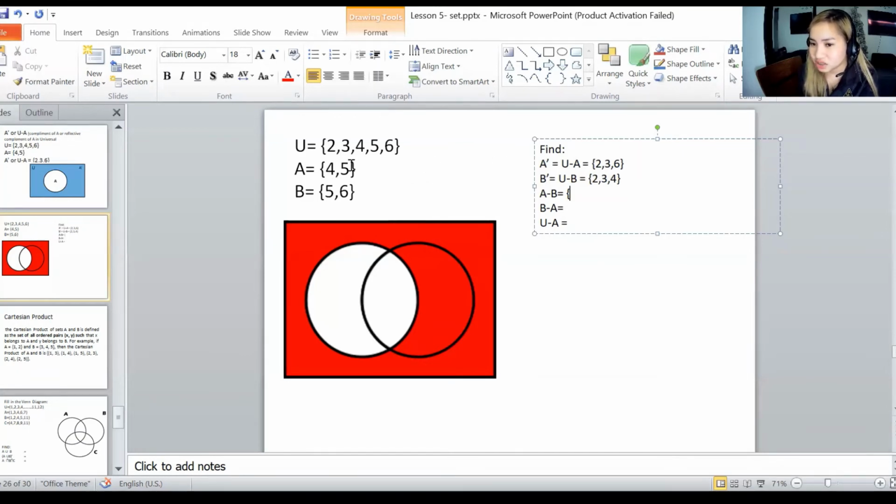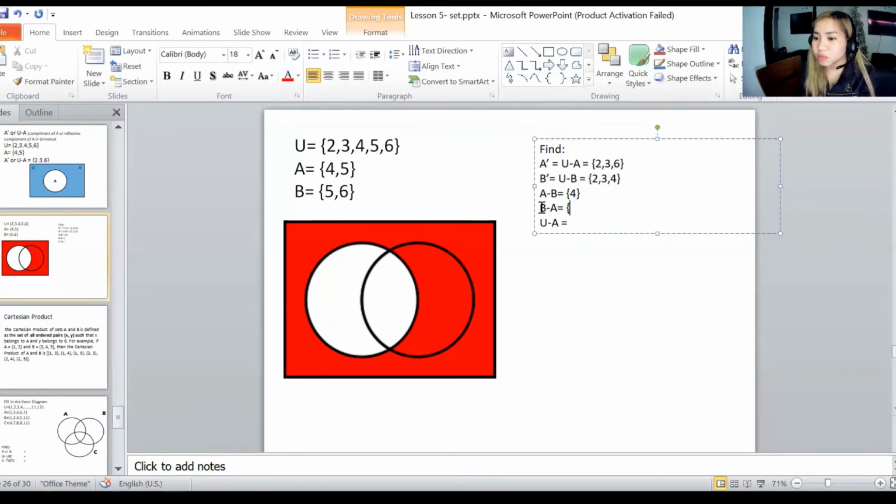magiging final answer natin. So, meron po bang elements na 4 dito sa B? Wala. Meron po bang elements na 5 dito sa B? Meron. Kaya ang final answer natin is 4 lang po. Again, yung mga elements na meron sa A lang na wala sa B. Yan. Itong 6, hindi po siya kasama sa final answer, kasi ang sabi natin kanina, ang hinahanap lang is yung mga elements na meron sa A na wala sa B.